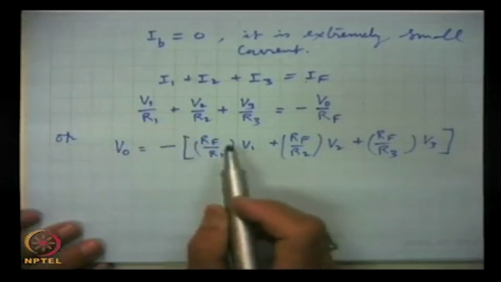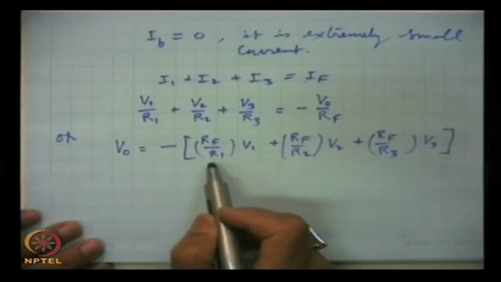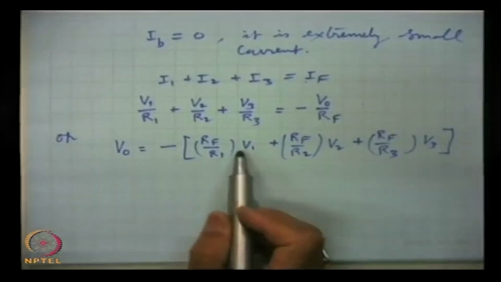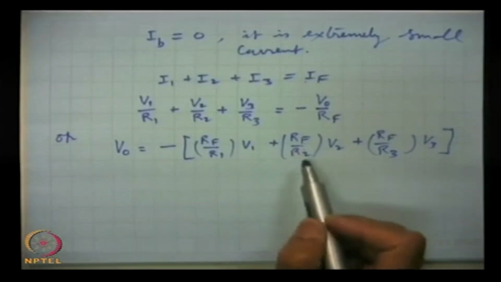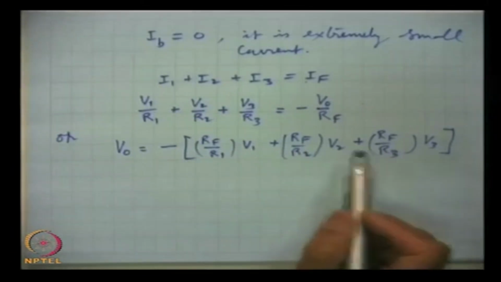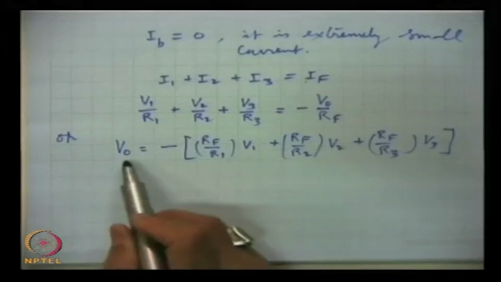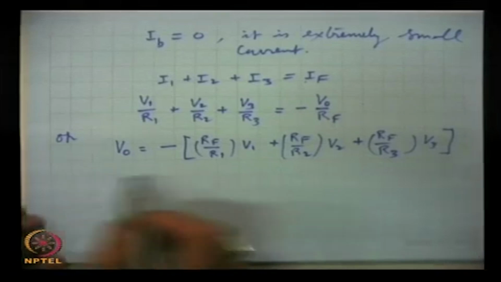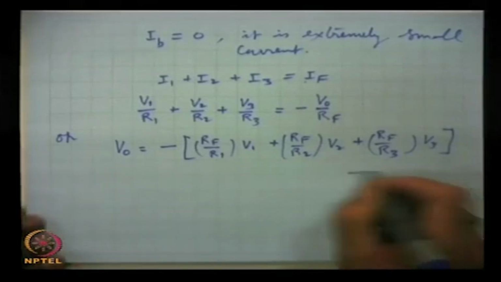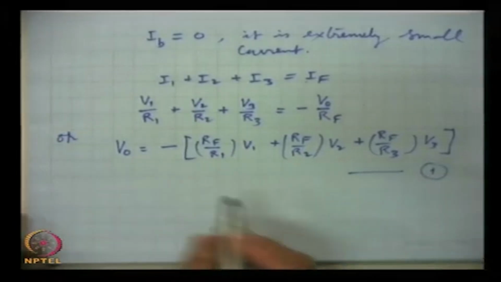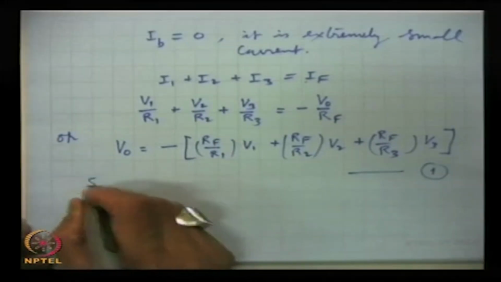you recall that RF by R1 is the magnitude of the gain by which V1 will be amplified. Similarly, RF by R2 is the gain by which V2 will be amplified and it will appear at the output and so on. So, now from this basic equation, which we may call the first equation, we can go for the summing amplifier.